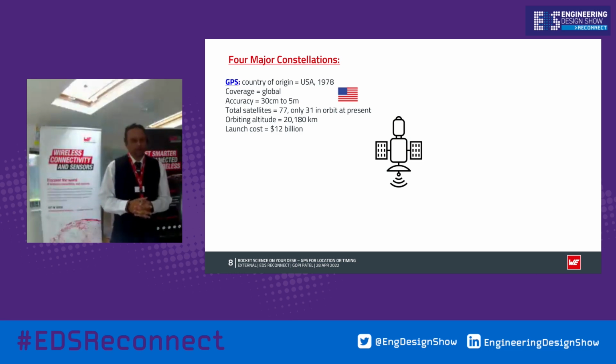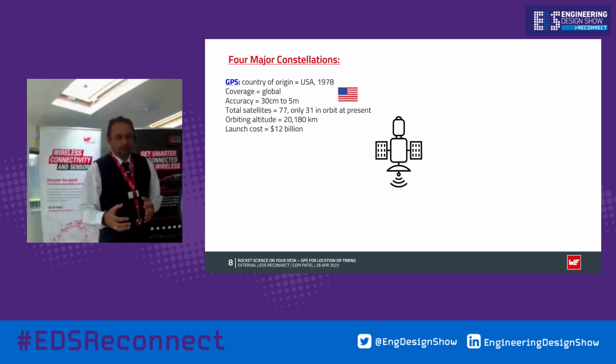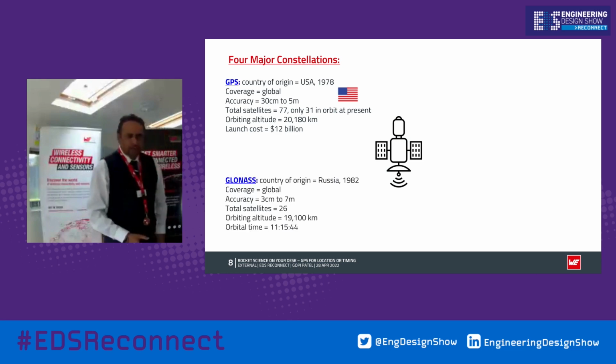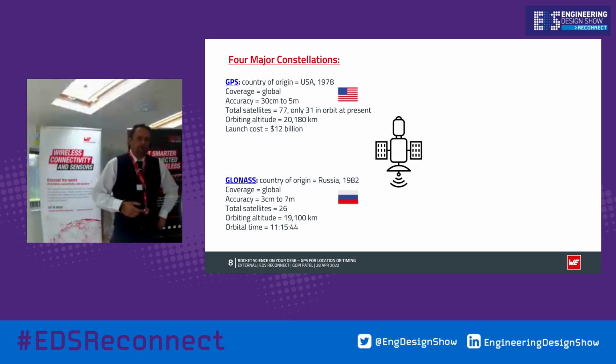There were a total of 77 satellites, with only 31 in orbit at present, which means half of them have gone into the graveyard. The orbiting altitude is 20,180 kilometers. Not much, but at that time it was really good, and it's still active and it still works. And remember, a lot of other people also followed, like GLONASS. They stick to the same kind of 19,100 kilometer orbit, with an orbital period of precisely 11 hours, 15 minutes, and 44 seconds.